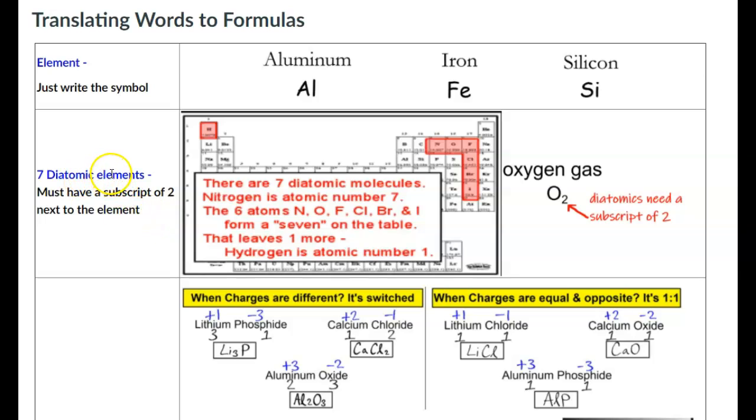If you see one of the 7 diatomic elements, then it has to have a subscript of 2 next to the element. So for example, if you see nitrogen gas, you're going to have to write it as N with a subscript of 2. Like this example of oxygen gas is O, but with a subscript of 2 to denote that it's a diatomic element.